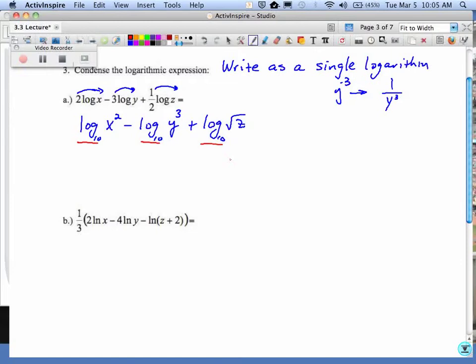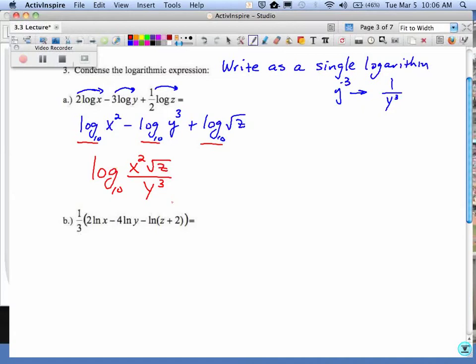Positive terms get multiplied together and they go on top. Negative terms get multiplied together and they go on the bottom. So which ones are positive? x squared and z. So x squared and the square root of z go on top. The negative comes from y cubed. It'll end up on the bottom. So remember up here when we said y to the negative 3, we ended up with 1 over y cubed. So if you take the negative, it'll become a positive term. Now all of them are positive. y cubed ends up on the bottom anyway. One single logarithm.